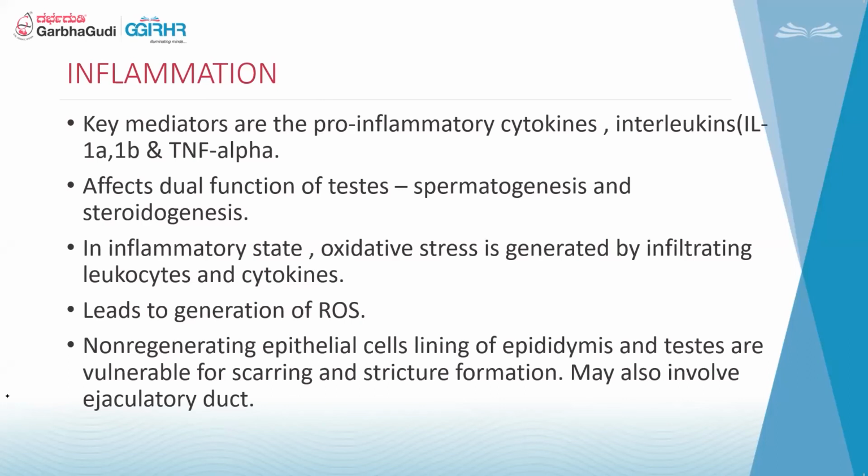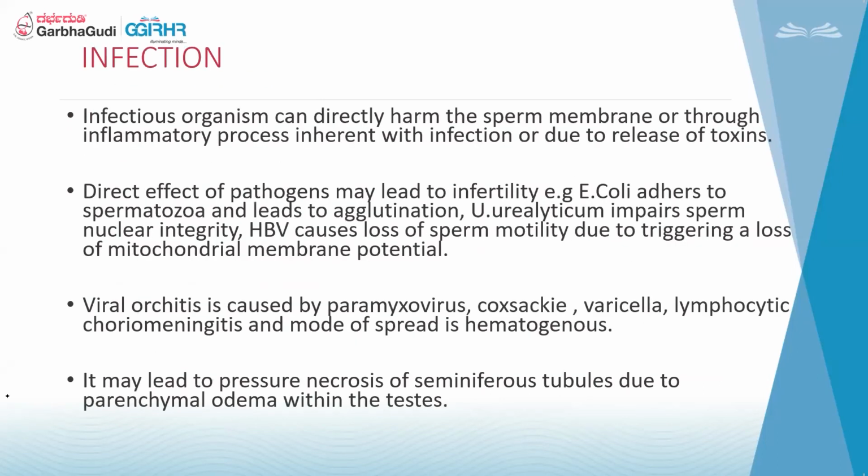Next, infections. The infectious organism can directly harm the sperm membrane, or through the inflammatory process inherited with the infection, or due to release of toxins. Direct effect of pathogens may lead to infection, like in E. coli infection. The E. coli adheres to the spermatozoa and leads to agglutination. Ureaplasma urealyticum impairs sperm nuclear integrity. HBV virus causes loss of sperm motility due to triggering of loss of mitochondrial membrane potential.